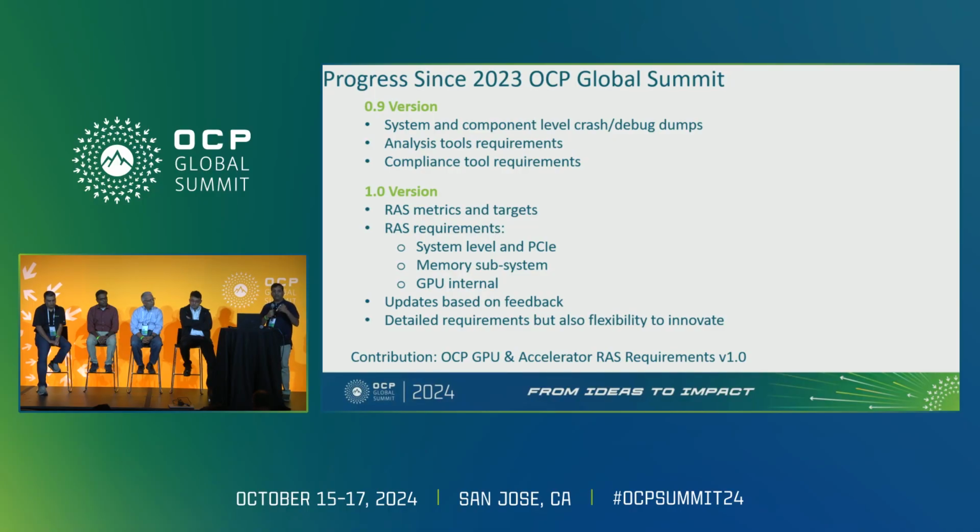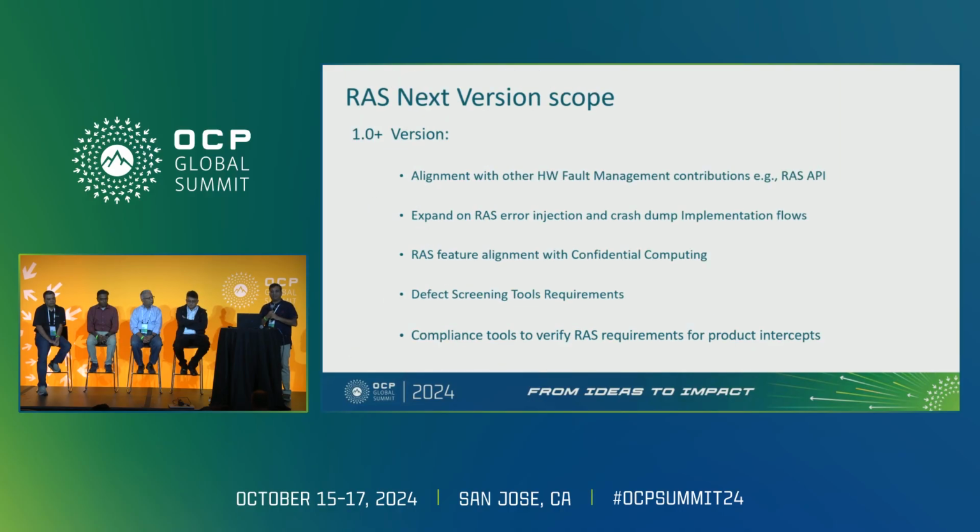And with the 1.0 version, we got a lot of feedback, and we extended the RAS requirements. And also the way we structure the RAS requirements, we focus on the metrics. What are the RAS requirements? You know about traditional metrics like FIT rates and mean time between failures. We extended those metrics to the AI supercomputer, like job interruption rates and mean time to restore the jobs, okay? Based on those requirements, we proposed some targets. The targets can vary from hyperscaler to hyperscaler.